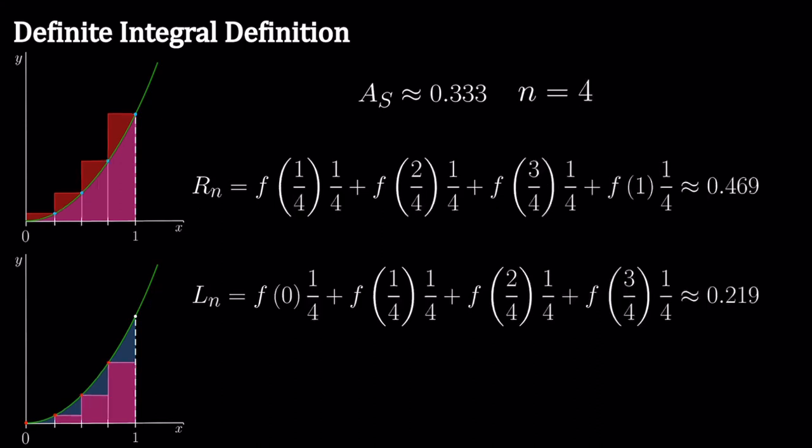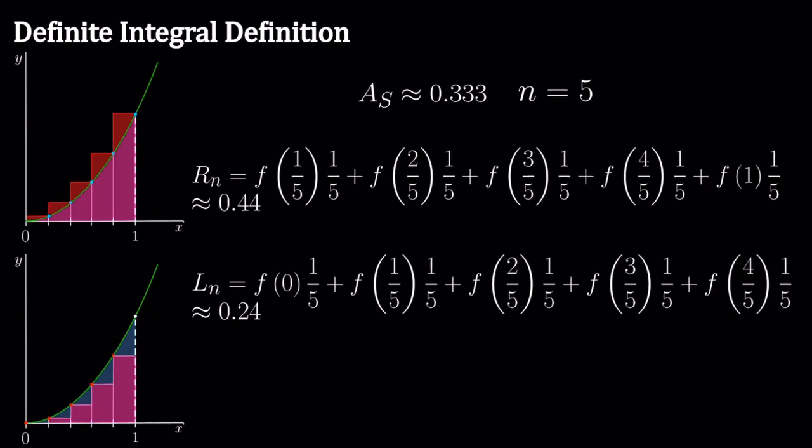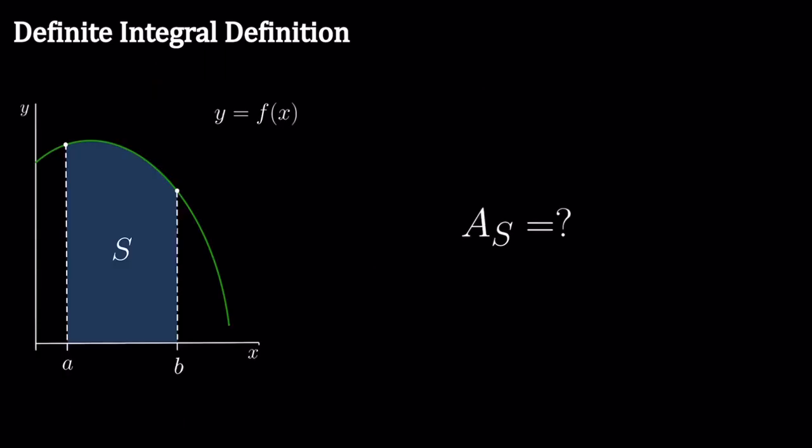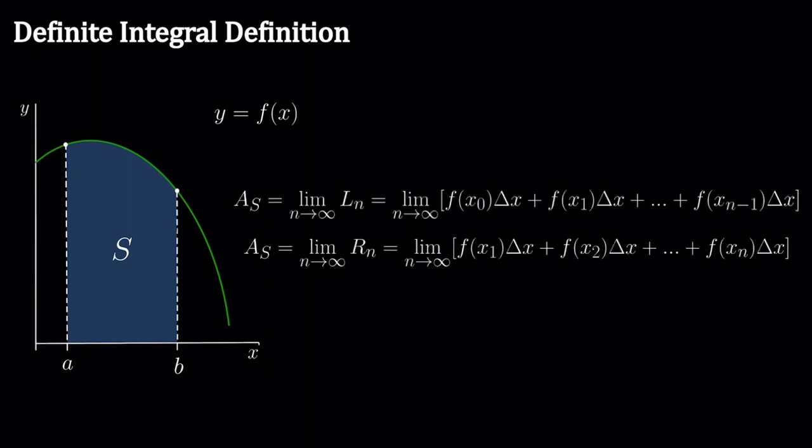As n increases, the sum of the areas of these n rectangles becomes better and better approximations to the true area A of the region S. Therefore, the area A of the region S that lies under a graph of a continuous and positive function f of x on a given interval a to b is the limit of the sum of the areas of the approximating rectangles as the number of rectangles n approaches infinity.